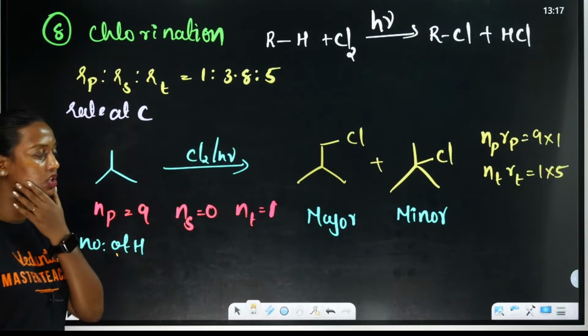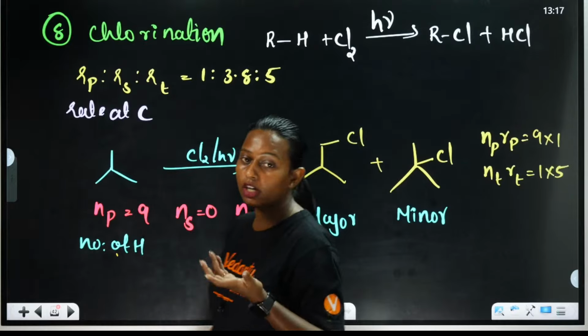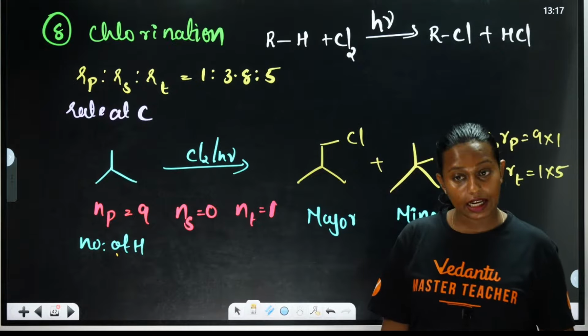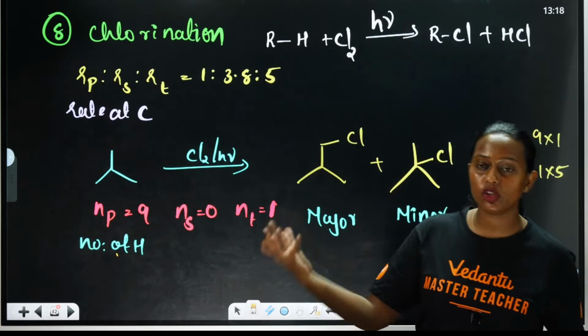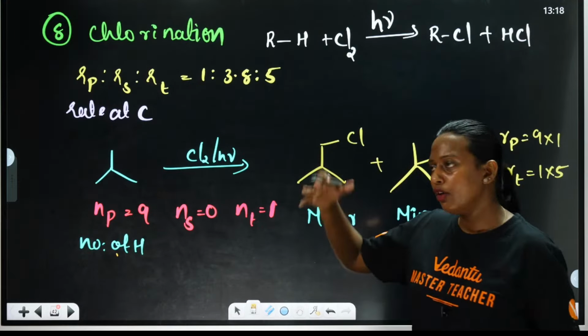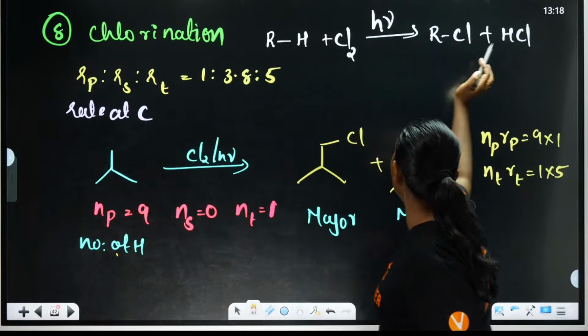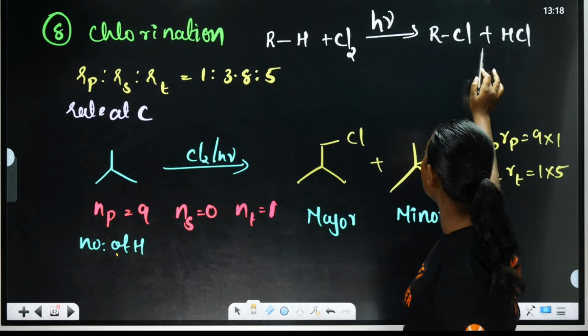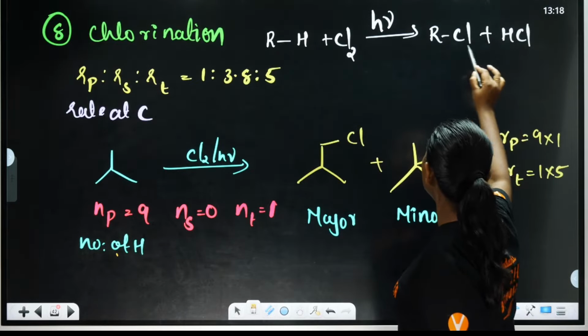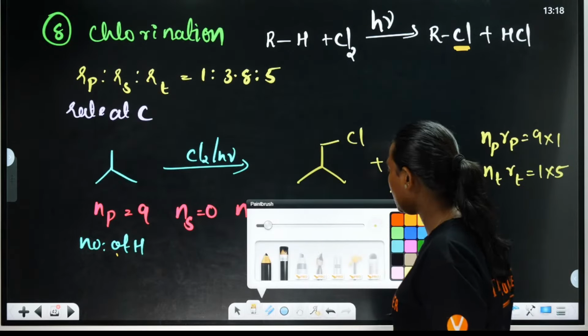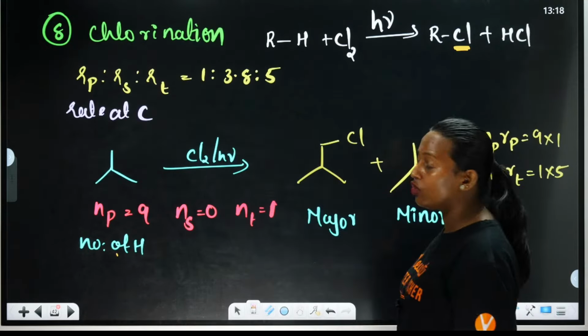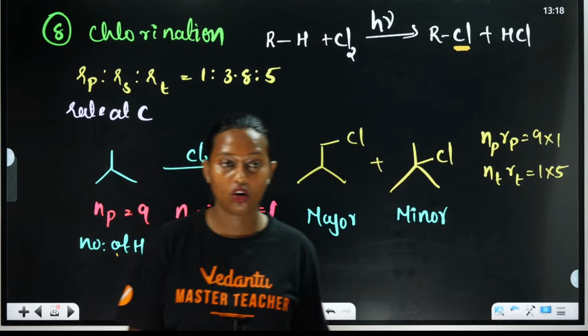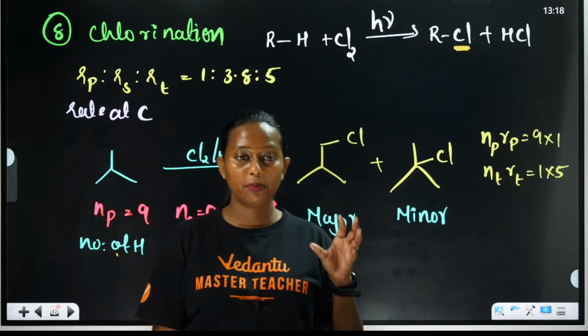What is chlorination? If we are treating an alkane with chlorine in the presence of light, hydrogen gets replaced, and chlorine will form in place of hydrogen. There are some important points here.